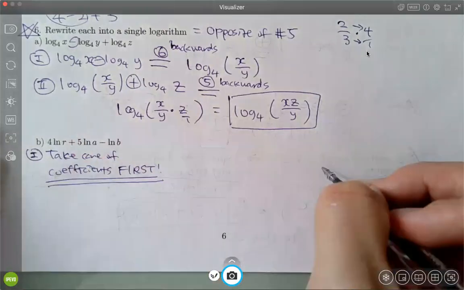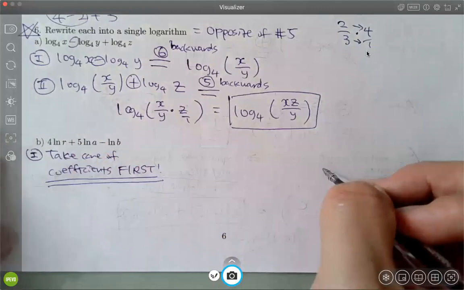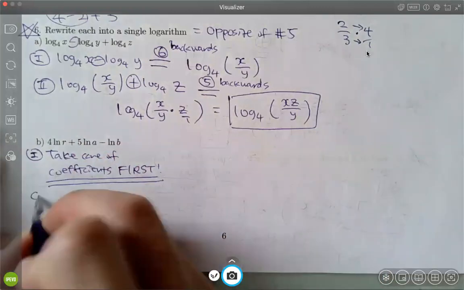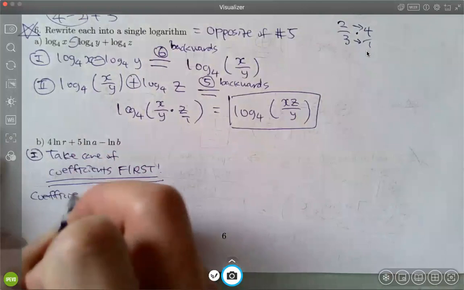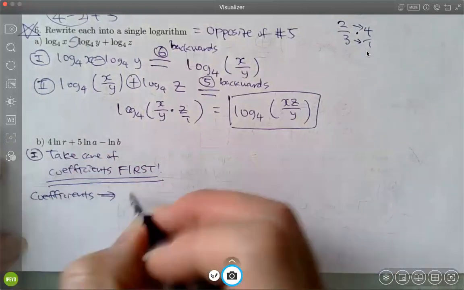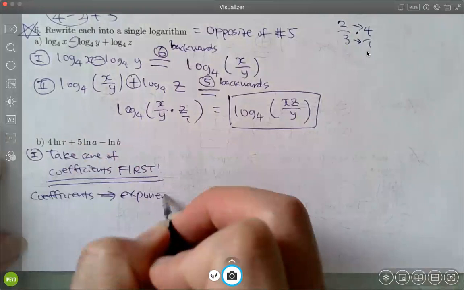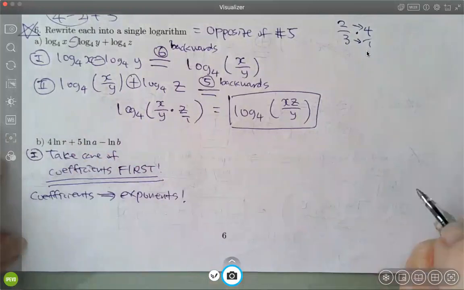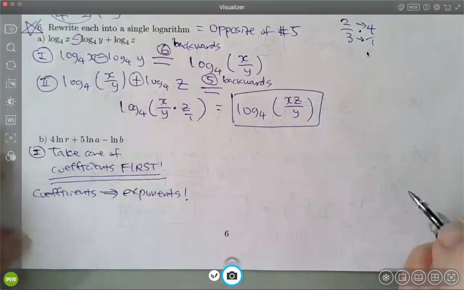Okay, now the question is, how do you take care of the coefficients? So remember, the coefficients become what? Exponents, right? And what's the reason? Due to rule number 3, right?